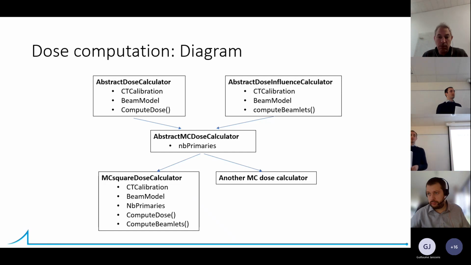Dose influence calculator is for beamlets, and so MC square dose calculator implements those 2 abstract classes. And if you want to add another Monte Carlo dose calculator and you want it to work in OpenTPS, you just have to implement those abstract classes.